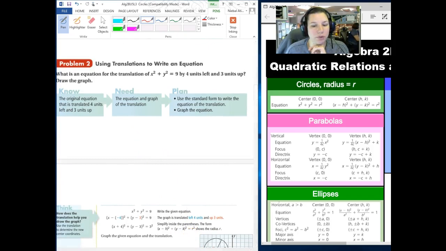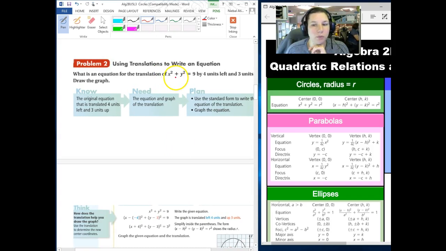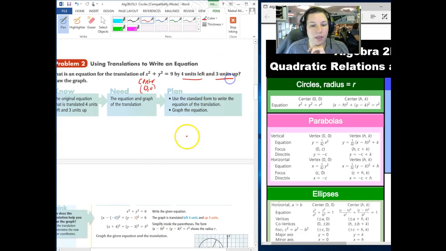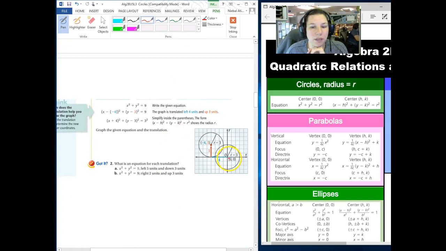All right, problem 2, using translation to write an equation. So they give us this basic equation, x squared plus y squared equals 9. Notice it matches this format. So for this equation, the center is at 0, 0. But then they want you to move it 4 units left and 3 units up. So if our center was at 0, 0, moving 4 to the left and 3 up, it now has a new center at those points. So 4 to the left is -4, 3 up is +3.